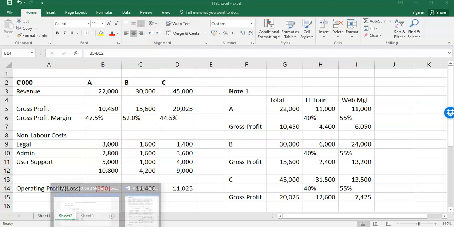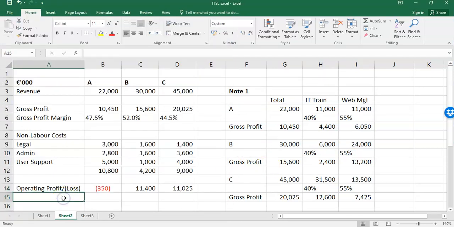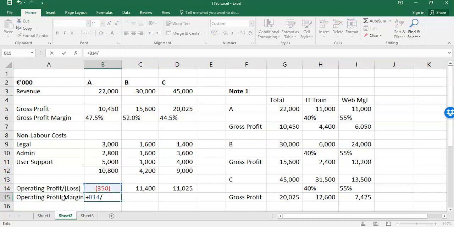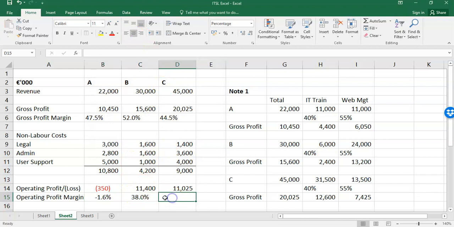So they ask us, in terms of the operating profit, and they also ask us for the margin. So your operating profit margin, which is a percentage. So here it's going to be a negative figure. It's 350 loss. Margin is always profit over revenue. So you're negative there, 1.6%. Here you're earning 11.4 million over 30 million revenue. Just format those. 38%. And finally then, the last one, if I click it across, you're earning 24.5%.